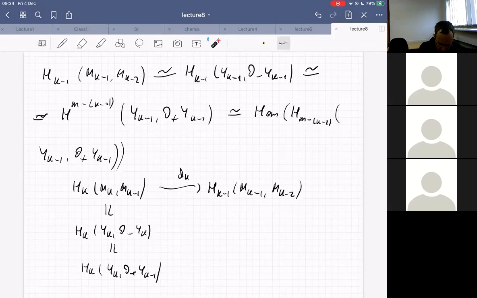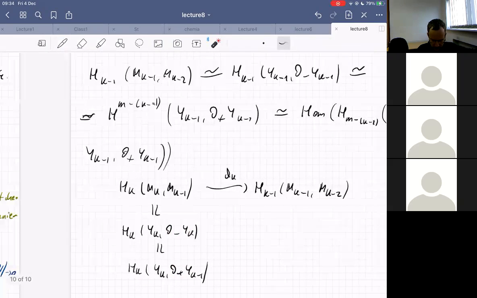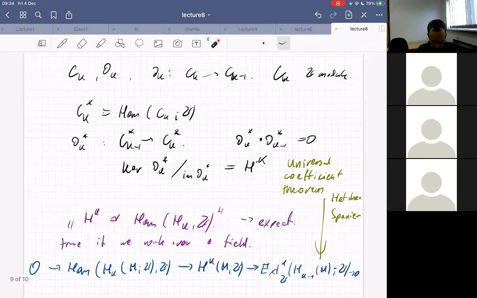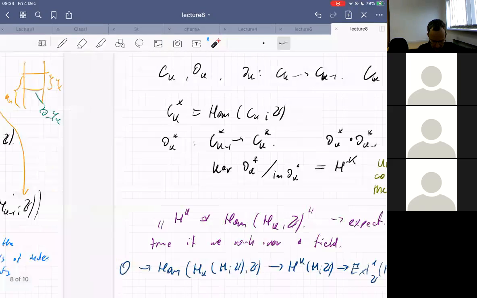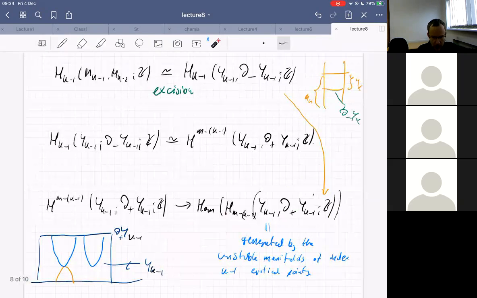I'd like to ask a question about what you claimed a while ago, that this homology group inside hom is generated by unstable manifolds. Because by the construction, the homology group is generated by singular simplices, and basically singular homology knows nothing about manifold structure.